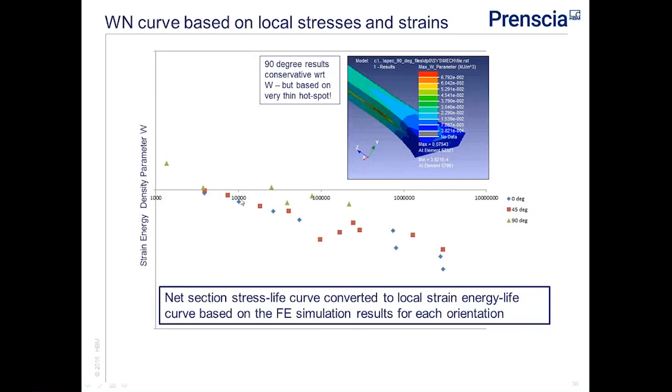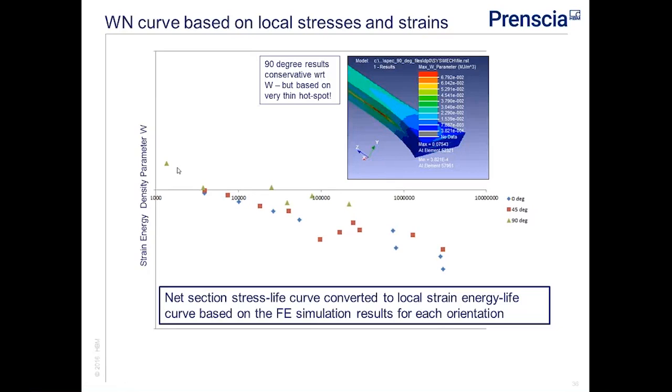And what you can see, compared with the last plot, is that our data is starting to fall into a nice scatter band, except that for the 90-degree specimen, the points are a little bit on the high side. So this looks quite promising.